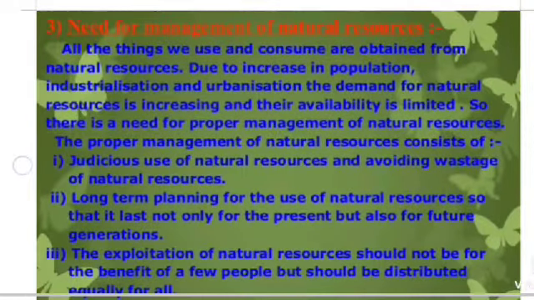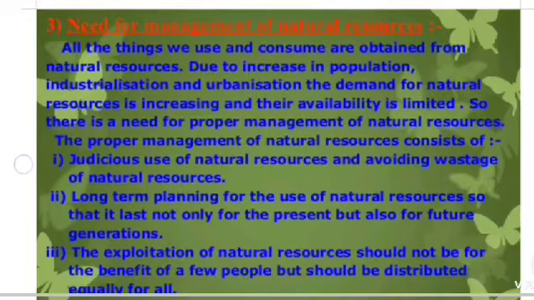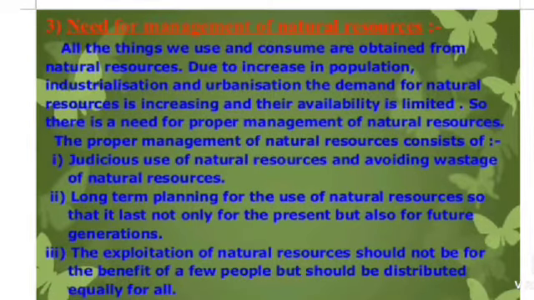Need for management of natural resources. All the things we use, we consume or obtain from natural resources. Due to increase in population, industrialization and urbanization, the demand for natural resources is increasing and their availability is limited. So there is a need for proper management of natural resources.